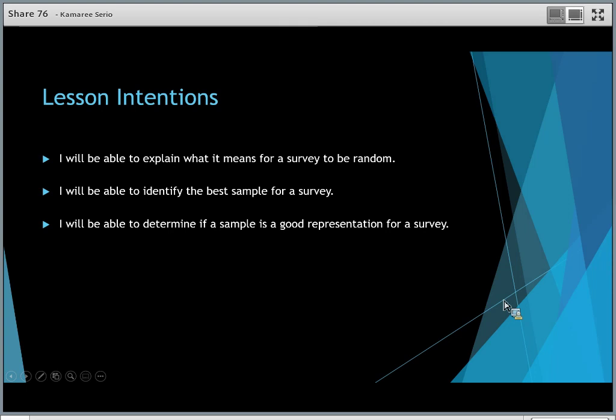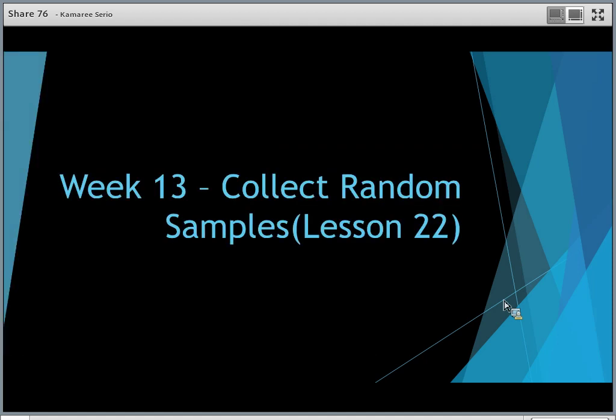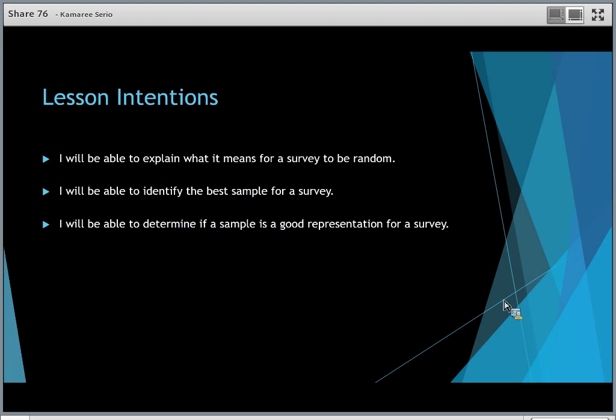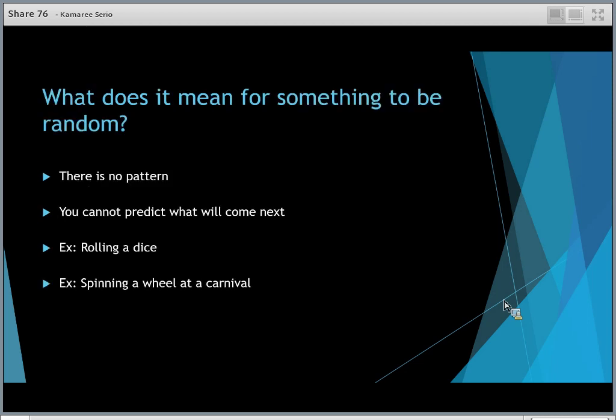So some lesson intentions for today are: I'll be able to explain what it means for a survey to be random, be able to identify the best sample for a survey, and be able to determine if a sample is a good representation for that survey.